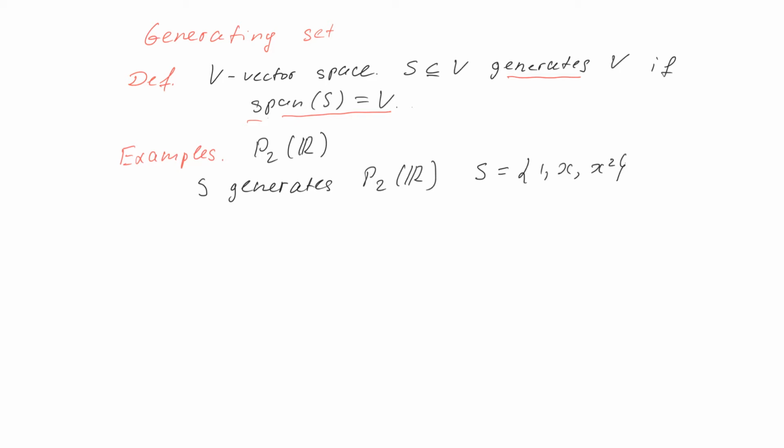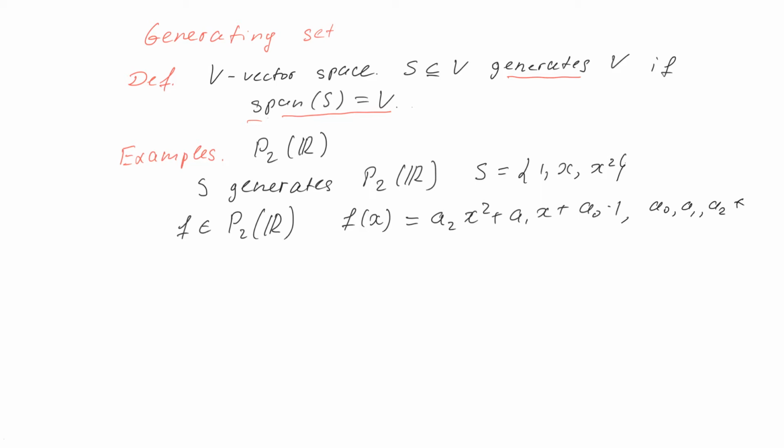Of course, the easiest one we can come up with is this set. And how can we see that it is a generating set for P2(R)? Well, if f belongs to P2(R), then it is a polynomial f(x), which can be written as a2x squared plus a1x plus a0, which you can also write times 1. All polynomials have this form, so by choosing different coefficients a0, a1, a2 in R, we can obtain all possible polynomials in P2(R). So this set S is a generating set.